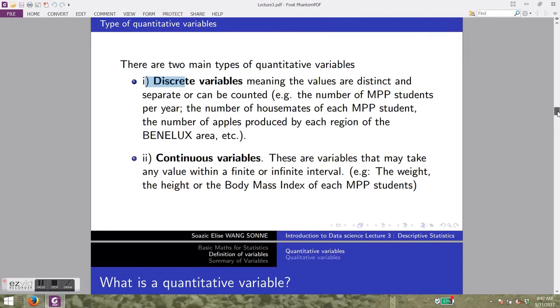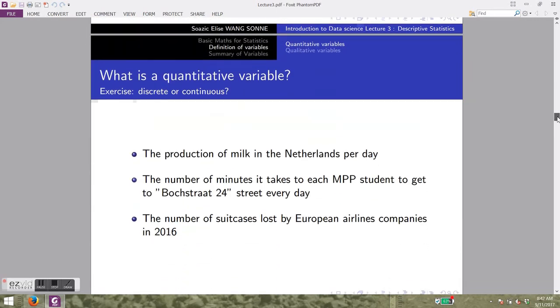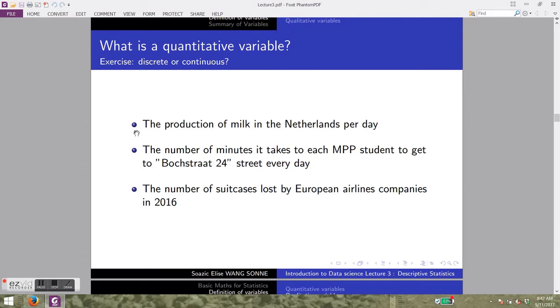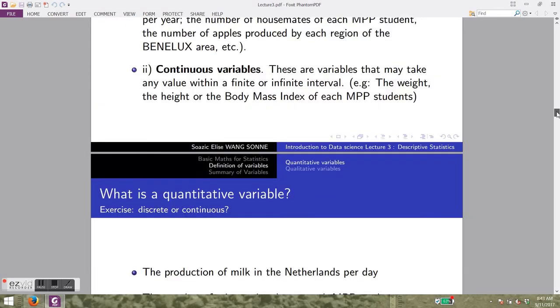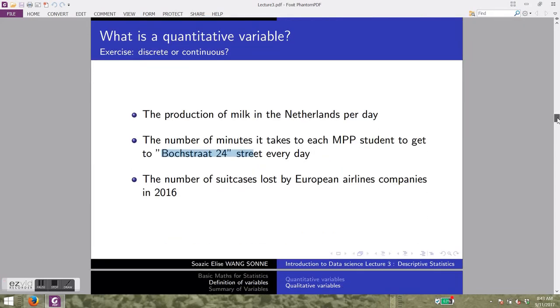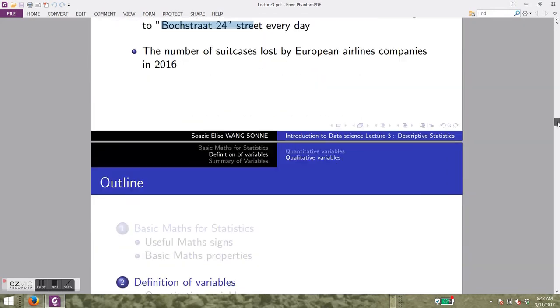So now let's take this little exercise. I want you guys to go back home after those explanations and depict what is the nature of these variables. The production of milk in the Netherlands per day, the number of minutes it takes each MPP student to get to UNU, so at bus track 24th Street every day, the number of suitcases lost by a European airline company in 2016. So just go back home with those explanations above, try and tell me what the nature of those variables is.